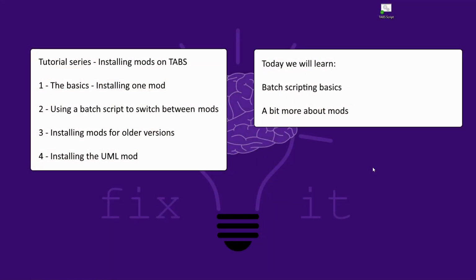So, have a nice day and see you in the next tutorial about installing mods for older versions. I have also added a 4th tutorial installing the UML mod. And the UML mod makes it possible to actually run several mods at once. I have also seen words about mods being able to run on Epic. So things are happening every day now.